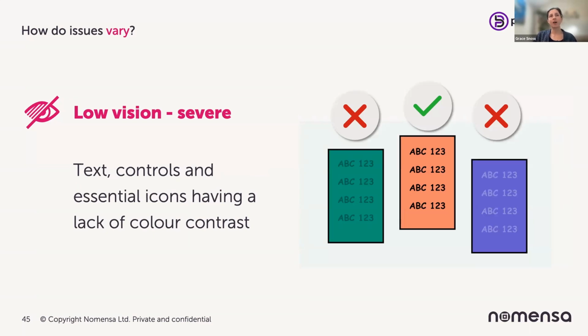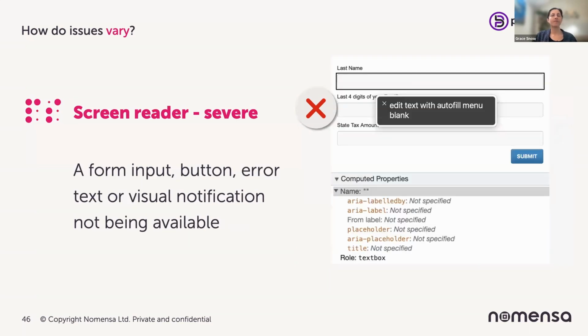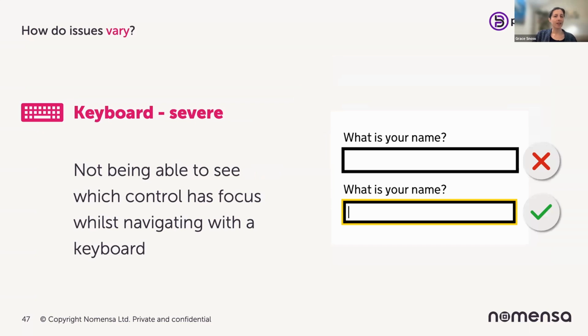Text controls and essential icons having a lack of color contrast. That can be moderate sometimes, other times it can be severe. There is a certain amount of nuance depending on what the specific item is. A screen reader example of a severe issue is form inputs, buttons, errors, etc. not being available, so not being accessibly named in the code. I've marked it as a severe for me. Some other people might mark it as moderate, but for me, not being able to see keyboard focus is a severe issue.